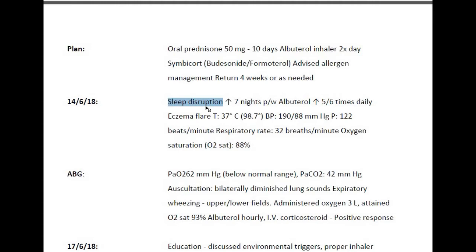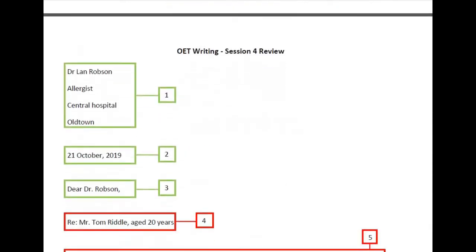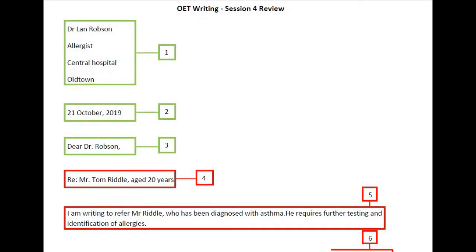Another important information given in the medical history is that he was educated regarding the triggering factors and was taught the proper usage of the inhaler. Taking all these points, we have to prepare a letter in an organized manner. Now, let us see how we can write a letter with the help of a sample letter written by a candidate from India.